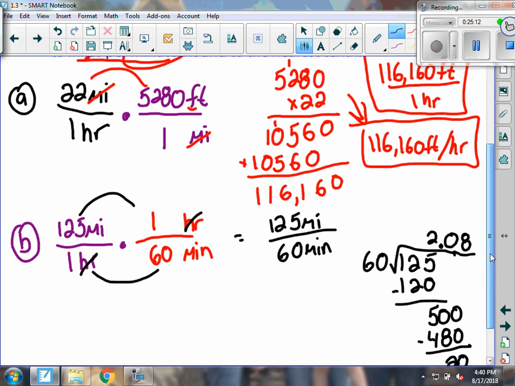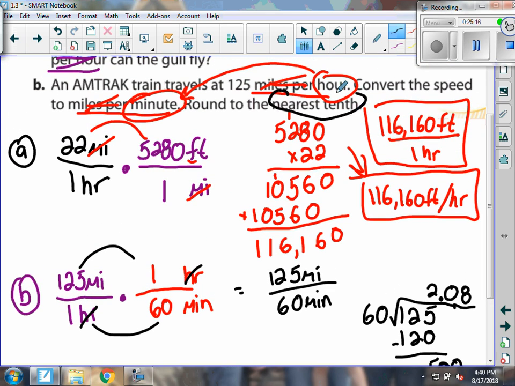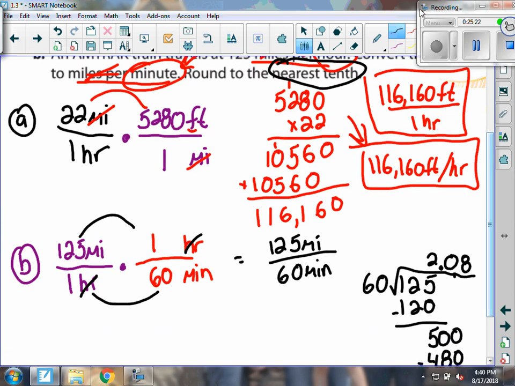I can stop there. Why? Because it says round to the nearest tenth. I love it when it tells us to round, because then we don't have to quite do as much work. So to round, I'm going to look at my hundredth spot. This number is going to determine what happens to my tenth. If this is 5 or larger, it makes the previous number go up by 1. If it's 4 or smaller, it just drops off. This is an 8, so that's larger than 5. So it's going to make this 0 go up by 1. So it's 0 plus 1. 1. So this is going to equal 2.1 miles per minute.